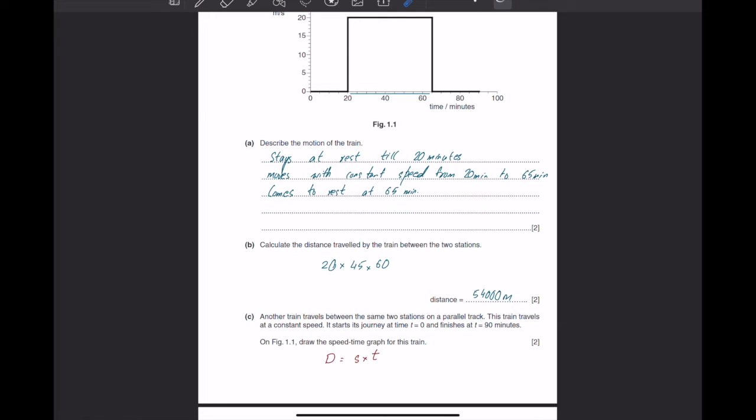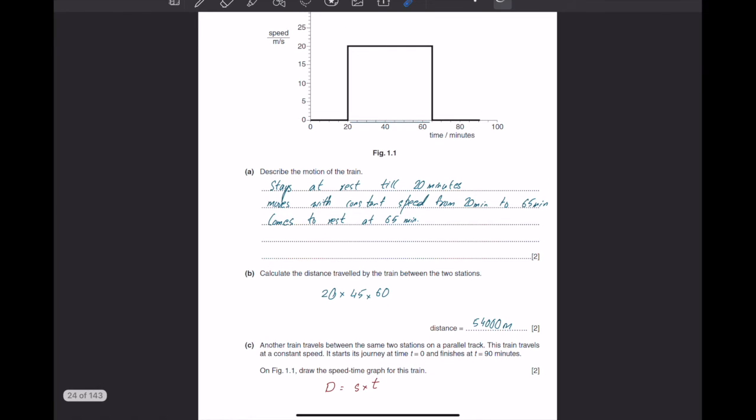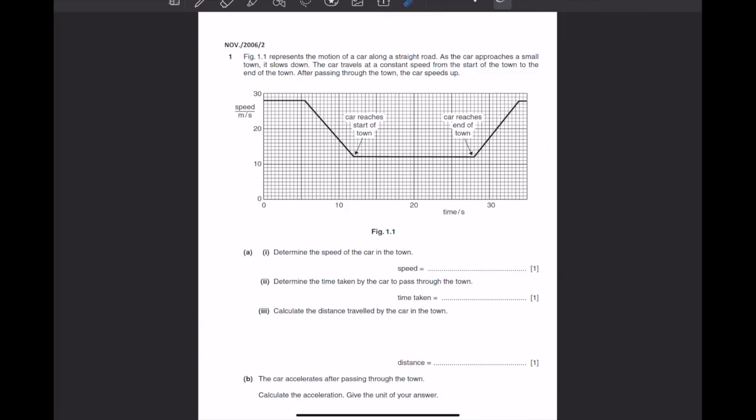And for the same distance, speed and time are inversely proportional. Previously it was traveling in 45 minutes and now it is traveling in 90 minutes. So the time is doubled, the speed must be halved. I can easily figure out that it must be traveling with half the speed for 90 minutes to travel the same distance.